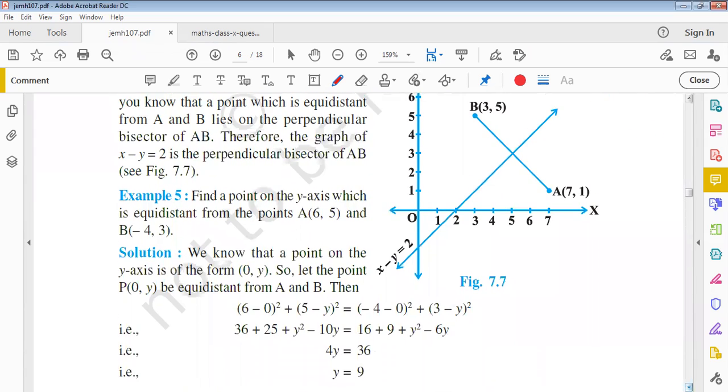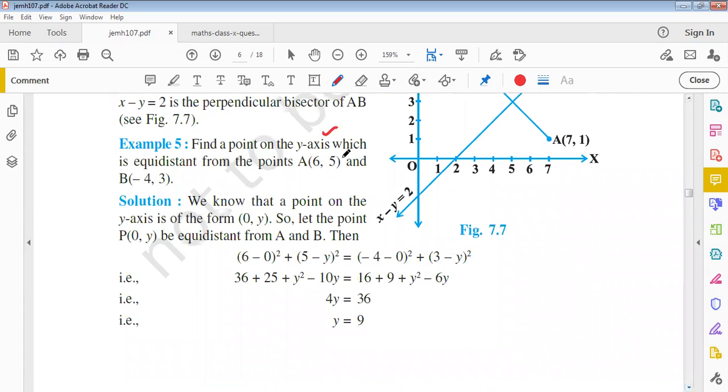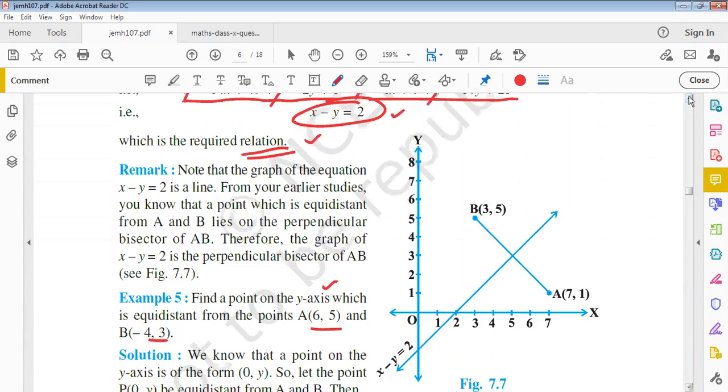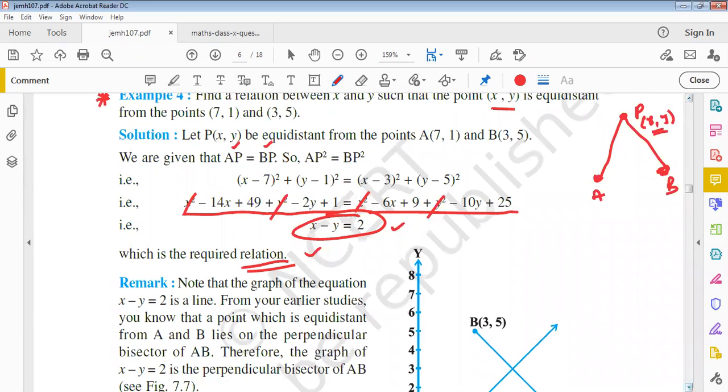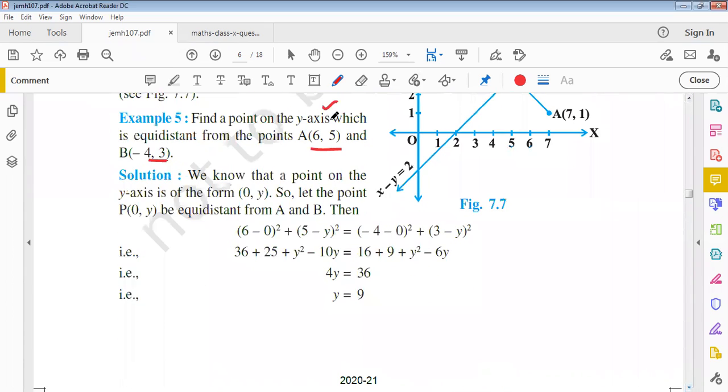Yes, sir. Now next one. Find a point on the y-axis which is equidistant from the points (6, 5) and (-4, 3). The same type of question, x, y type. But here it is clearly given that the point lies on the y-axis, so it will be in the form (0, y). So the same thing, take the point as P, so P is (0, y). From this point, the two other points are equidistant. Maybe both will be on one side of the y-axis, or maybe one on this side and one on that side. Anything could be possible.